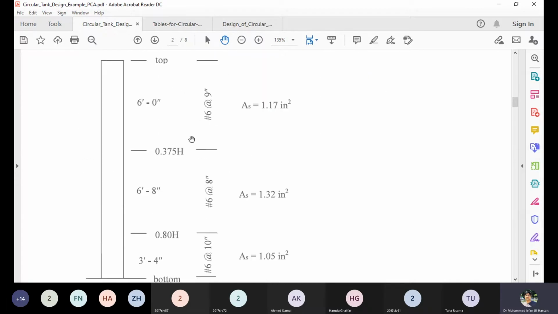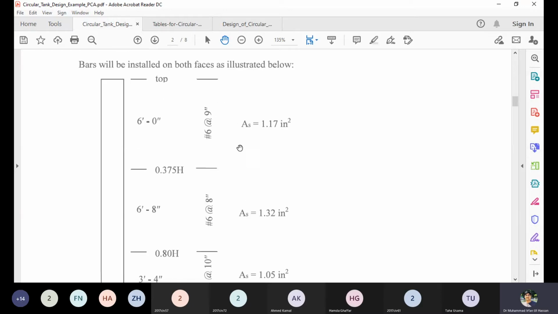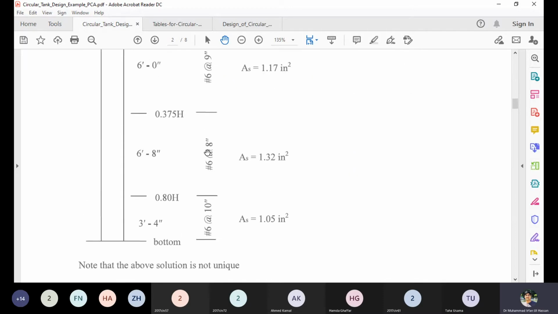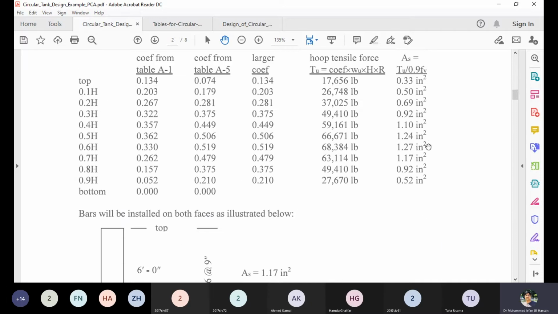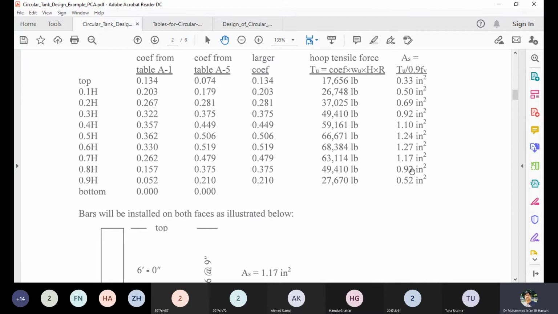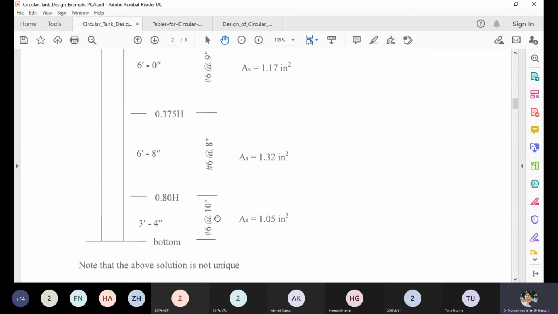But when you go for the steel provision, you have to round the spacing on the downside. So the steel area provided will be slightly larger. So you select the steel area for the first case. Then you pick the second segment, the larger value is 1.27, and provide the reinforcement of number 6 at 8 inches. Similarly, for the last segment, the larger value is 0.92, and you go for number 6 at 10 inches. So these are the circular ring steel.